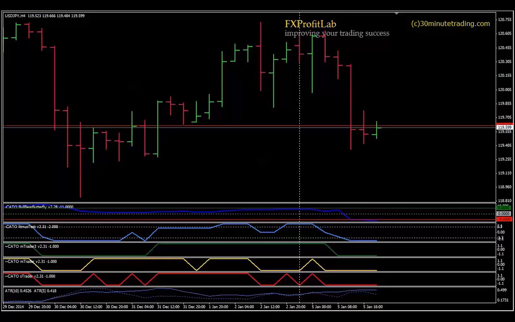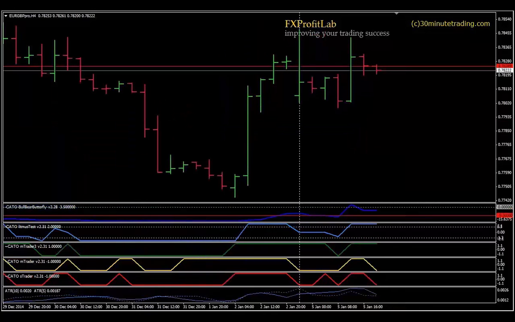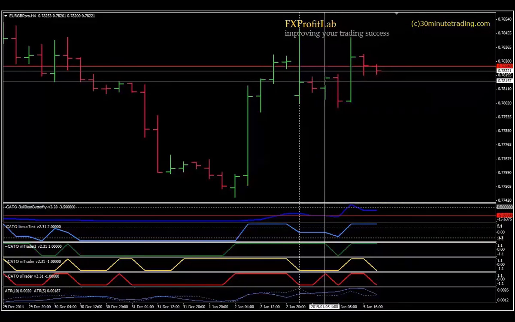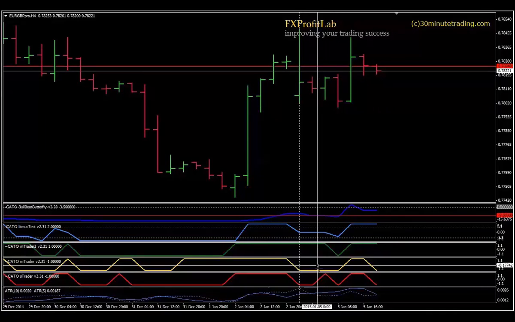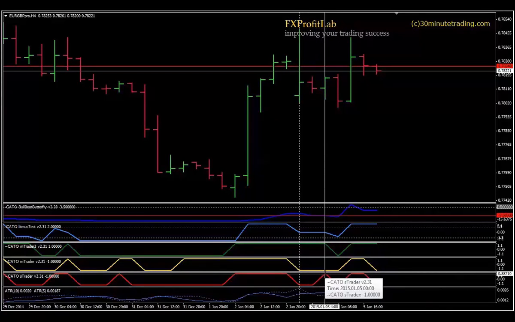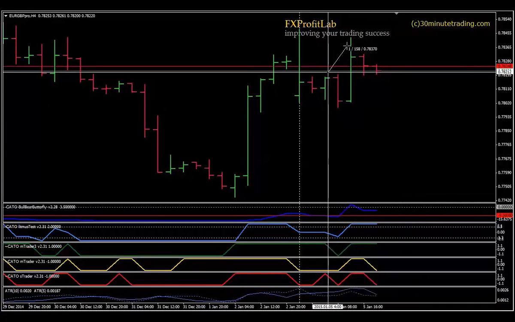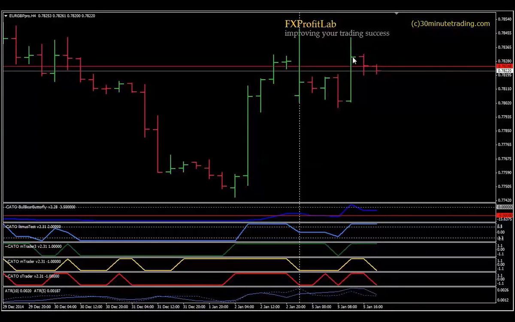Now we move on to the euro pound. This again was on the 4-hour chart. This was a little bit of a cheeky little trade in a way. If you look at the chart, you can see that you've got a big rise up and then a consolidation period. Then we have a green candle, which actually was indicated by the S-Trader indicator, you can see down the bottom. That was saying long. The M-Trader indicator, the gold one, was saying short, so that was conflict.